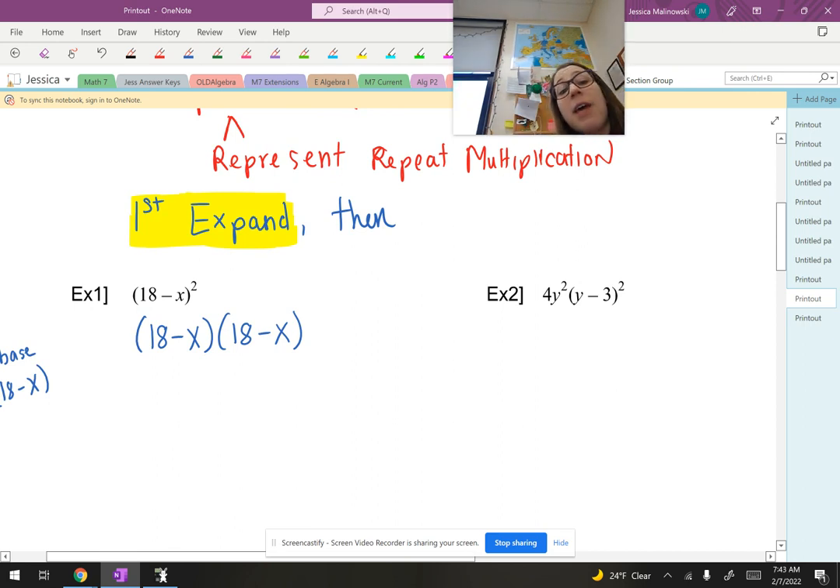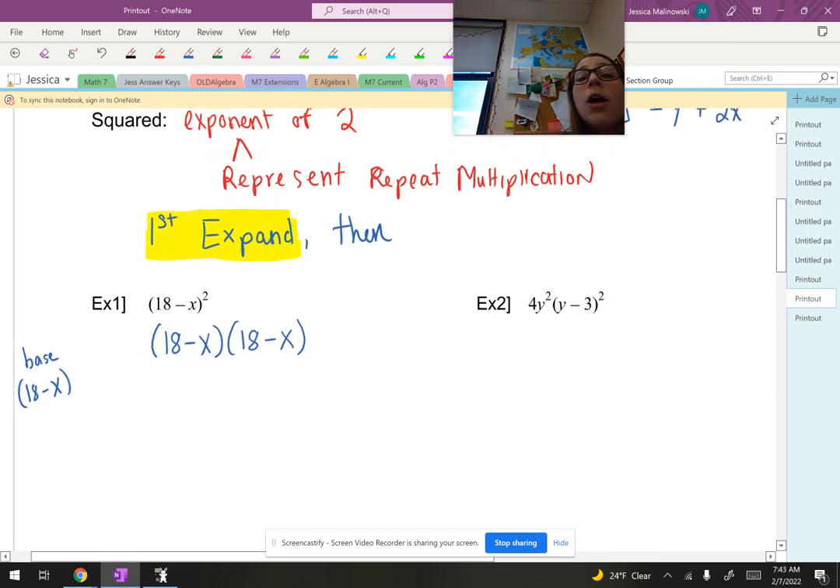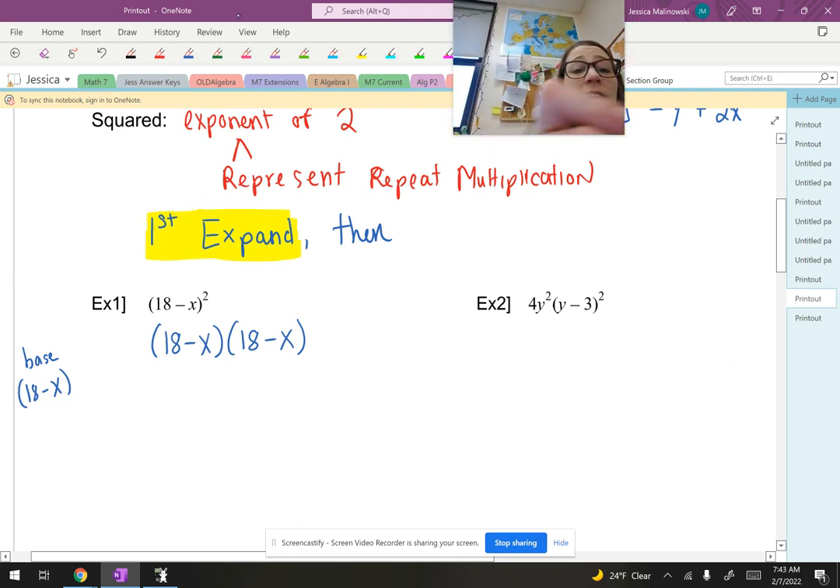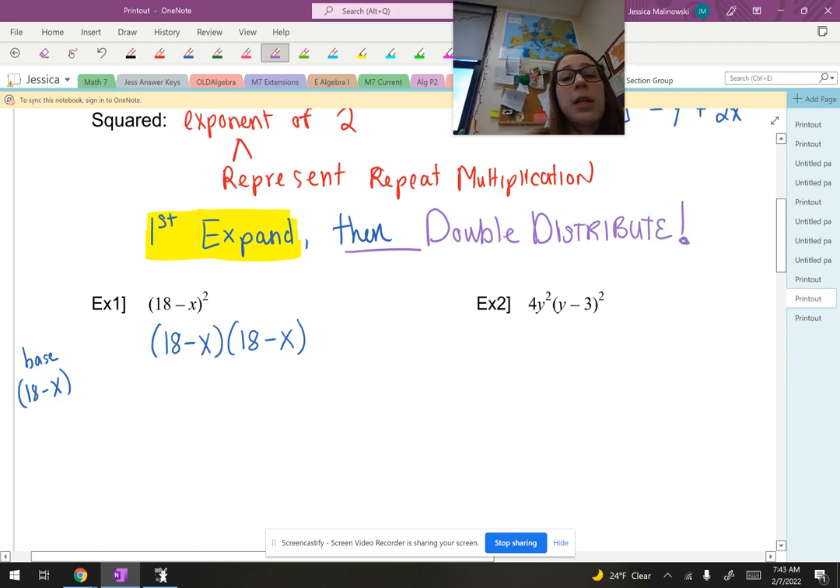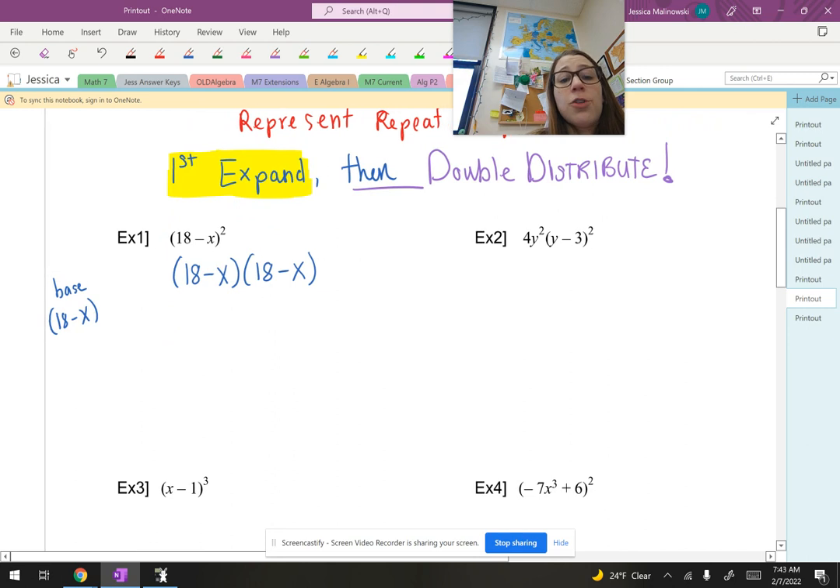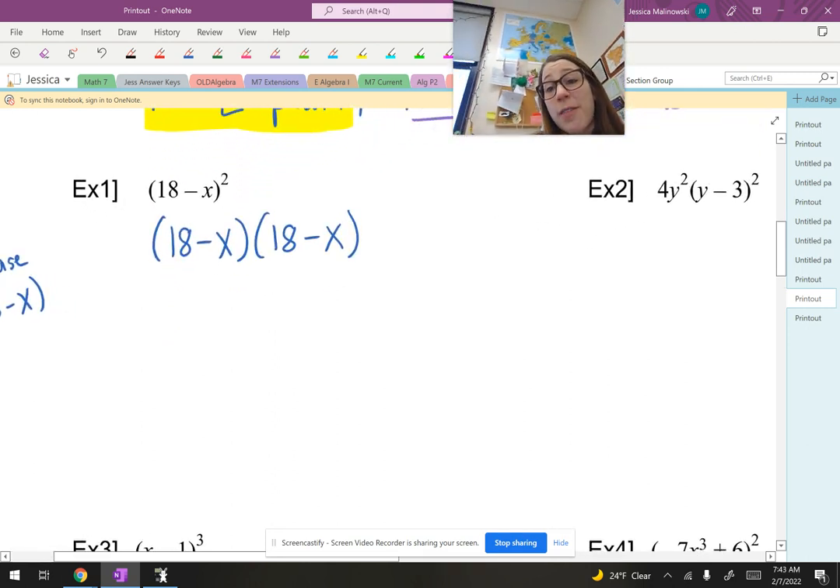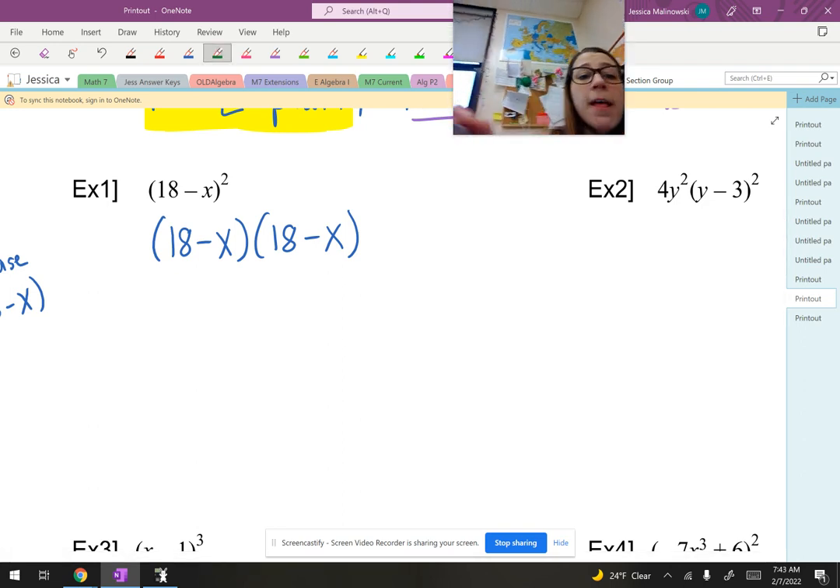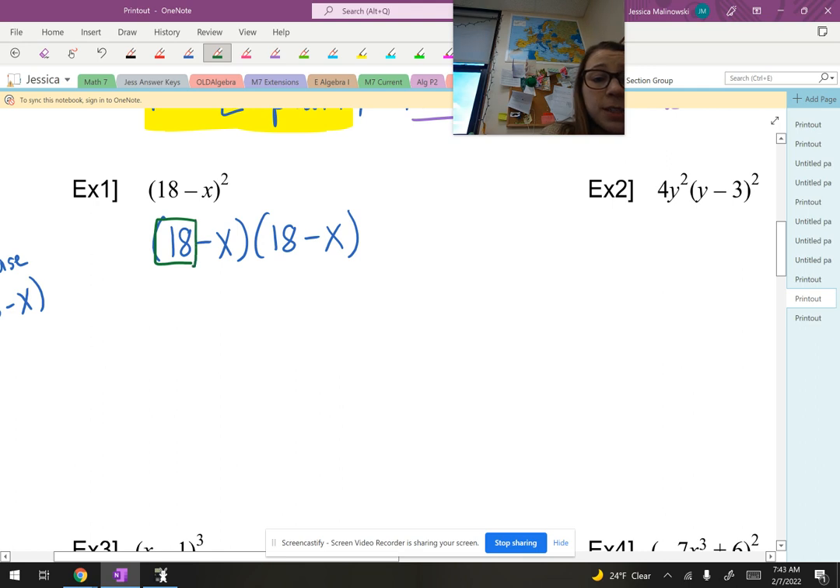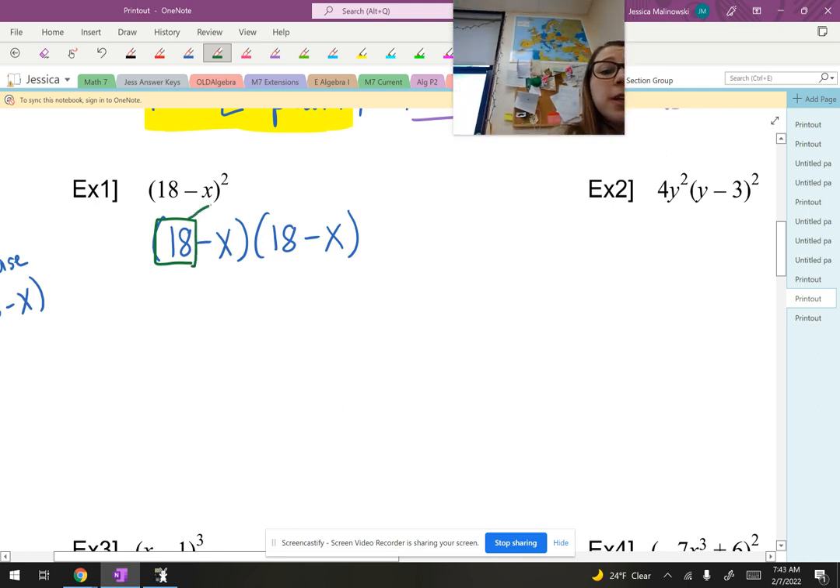Now you can see that we have a binomial times a binomial, which, as we just learned in lesson 3-3, results in a double distribution problem. So first you're going to expand, then you're going to double distribute. Woohoo! Just like we practiced. These ones are going to be nice because you will have a lot of like terms and some things will sometimes cancel out nicely.